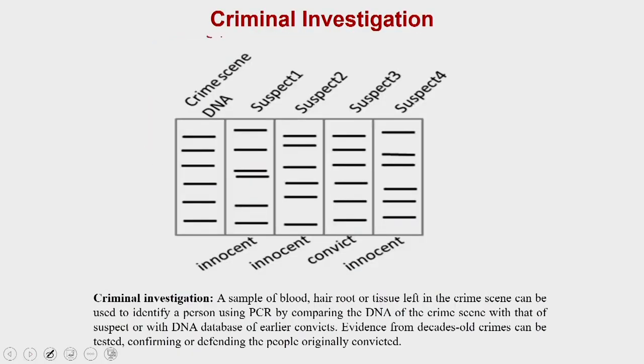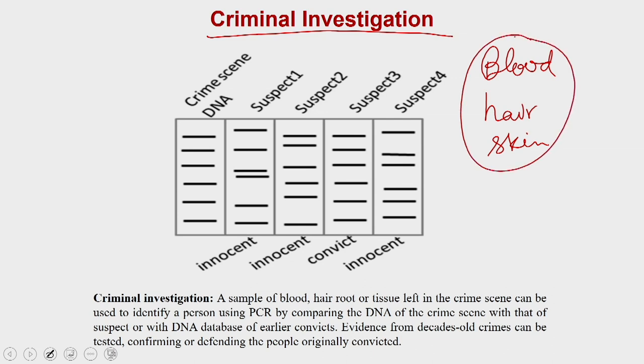Then PCR is a very, very powerful technique for criminal investigations. In criminal investigations, you have blood, hair or skin samples from the site of the crime, and from any of these sources you will get cells, which means you will get the DNA. Once you get the DNA, you can do PCR amplification and generate a particular type of pattern. So from the crime scene you got DNA which is giving a pattern like this.